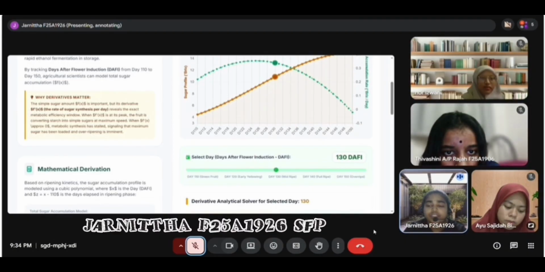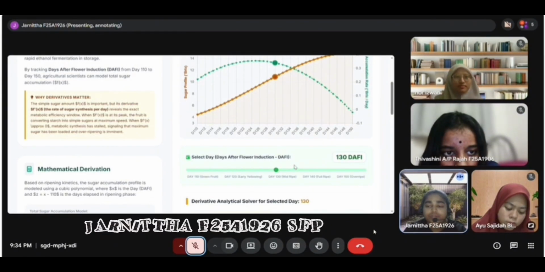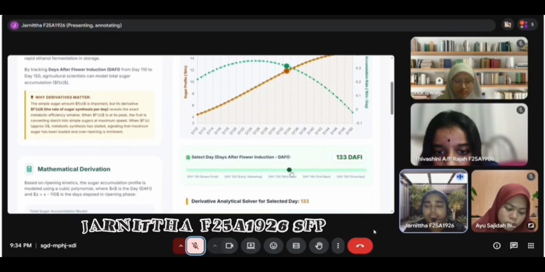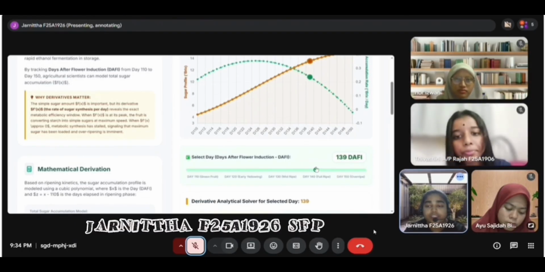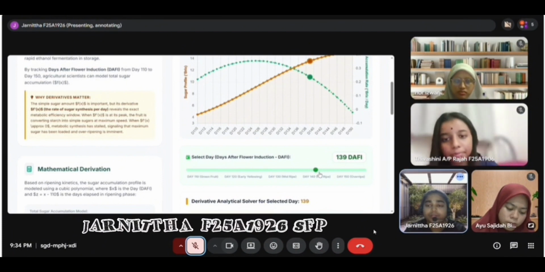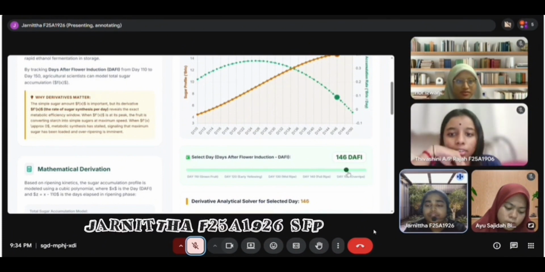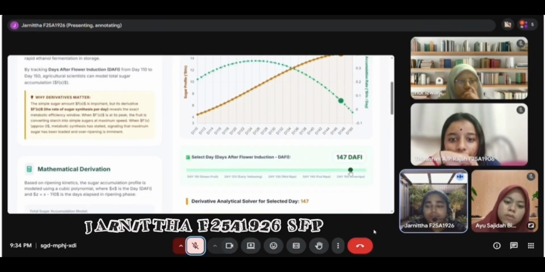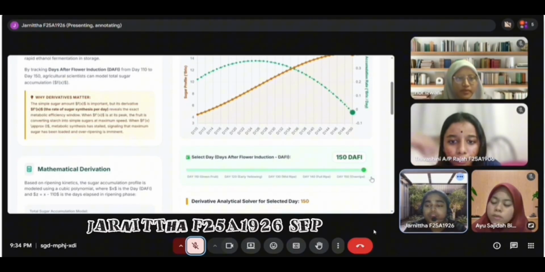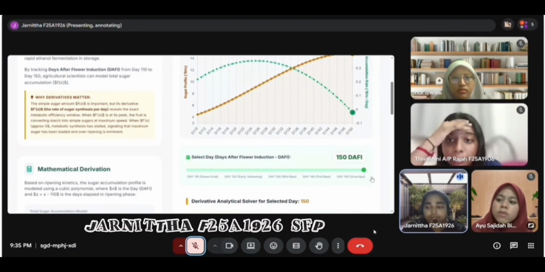After day 130, the derivative decreases. It means the pineapple is still becoming sweeter, but the ripening process is slowing down. Near day 150, the derivative approaches 0, showing that the fruit is approaching over-ripening.